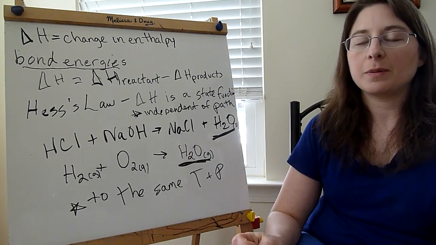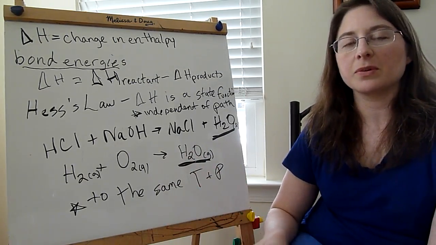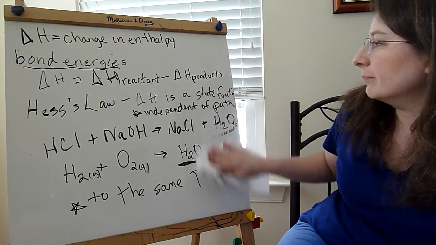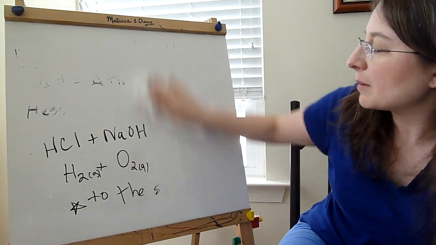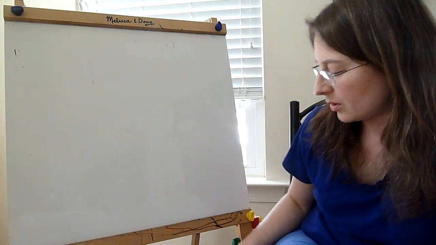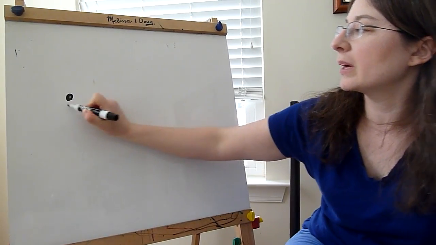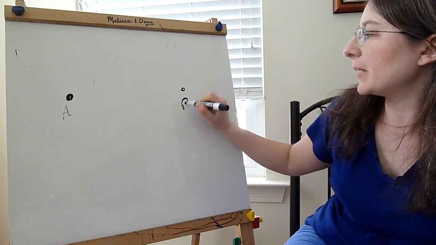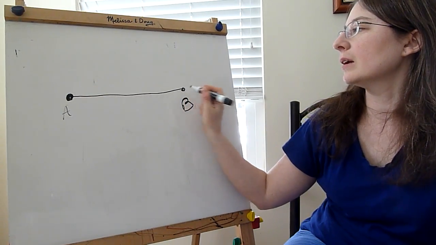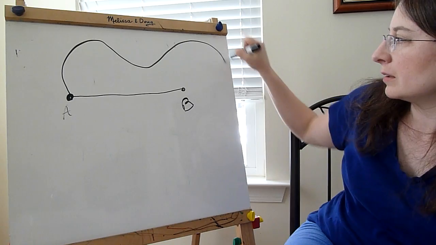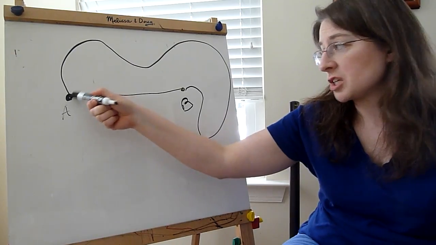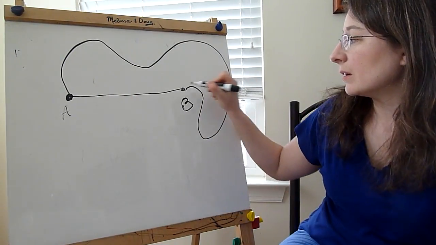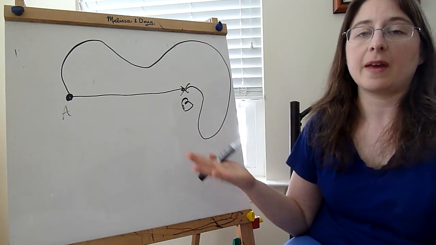I sent you an email with a couple more examples. I think your textbook gives examples of things that are independent of path. Maybe I'll give you one more just to be safe. Okay, so remember H is enthalpy. So let's say, I dropped my pen. Let's say I go from point A to point B. I could go that way, or I could go that way, right? Regardless of the path that I take, I start at point A, I go to point B. Regardless of path, I get to point B in the end.